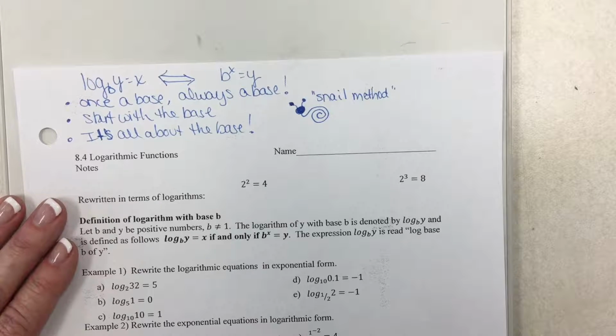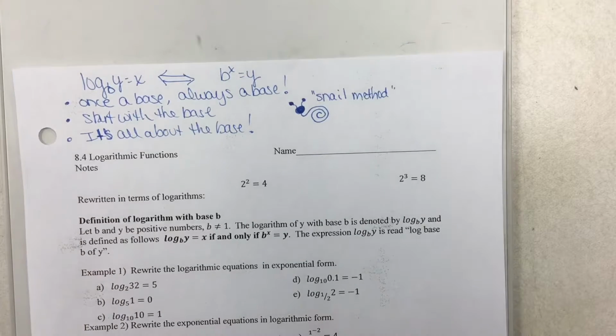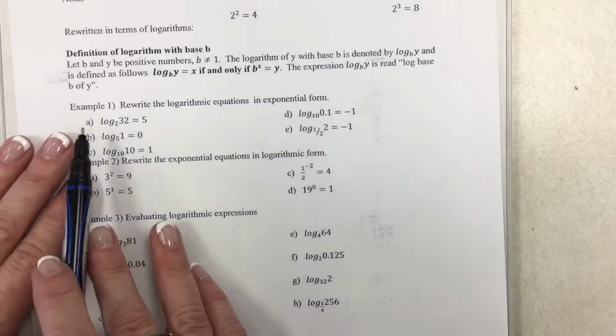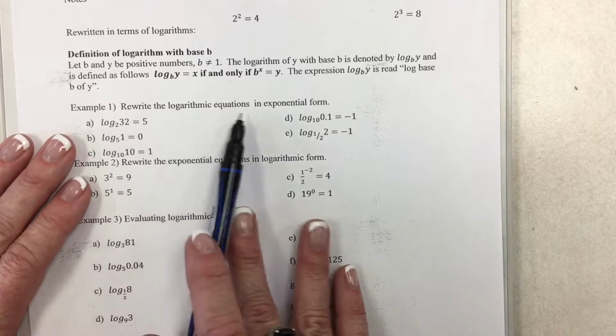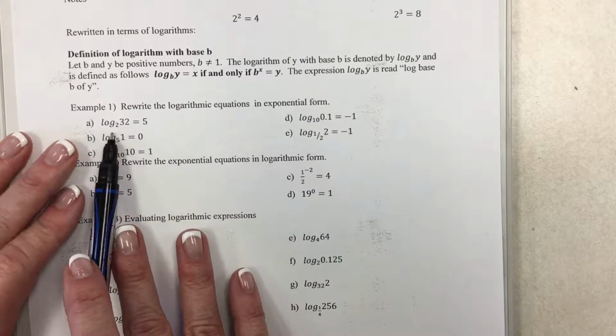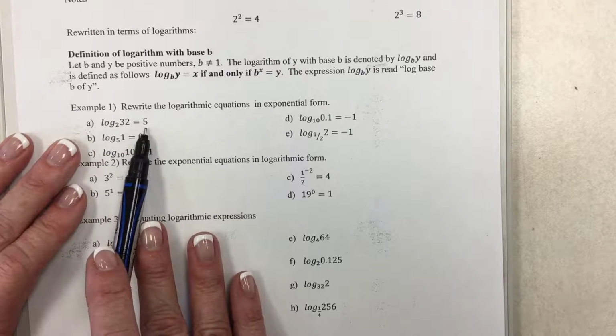And we use that to rewrite from logarithmic to exponential form and from exponential form into logarithmic form. And it tells us the order in which we write our numbers, okay? So let's just jump straight down to example 1. It says to rewrite the logarithmic equations in exponential form. So I have the log base 2 of 32 equals 5.